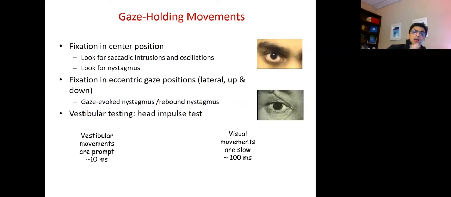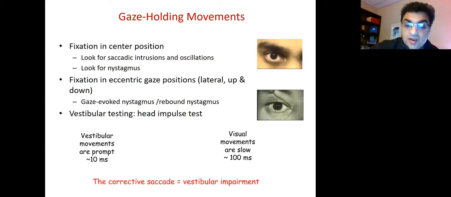So why do you need that? Because vestibular movements are very prompt and visual movements are slow. So what happens is when you do head impulses, if you don't have a vestibular system, then your brain is going to recruit the visual system and you are going to see some sort of corrective saccade.